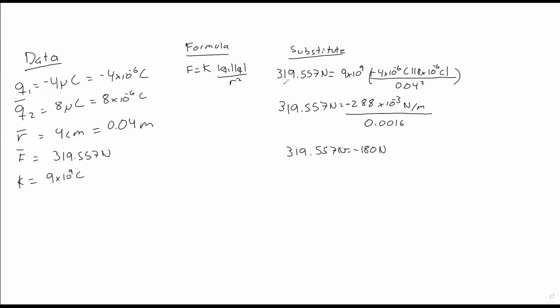So we substitute. The force is this one, so we multiply 9 times 10 to the power of 9 times the two charges, divided by the squared radius. At the end, it is going to give us something like this. So we can tell that this is not equal. So if we pass to the document, give me a second.